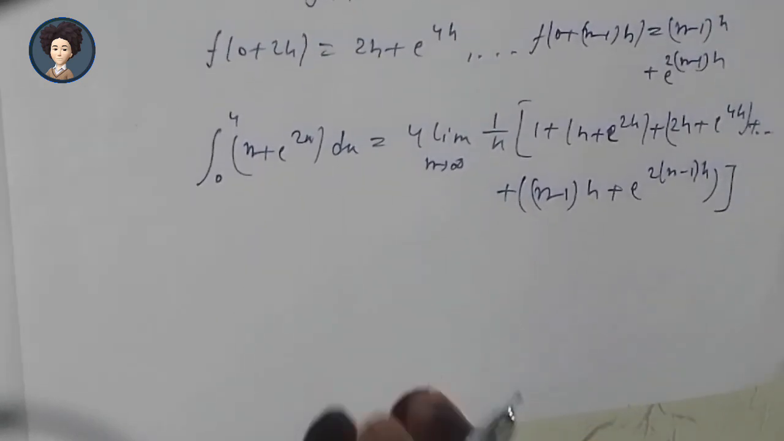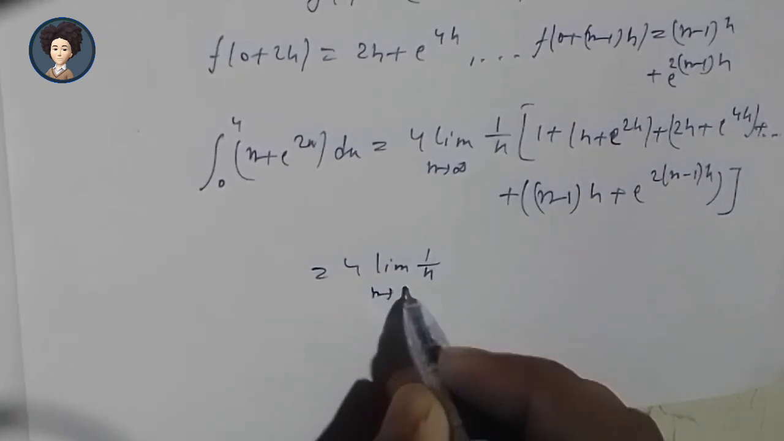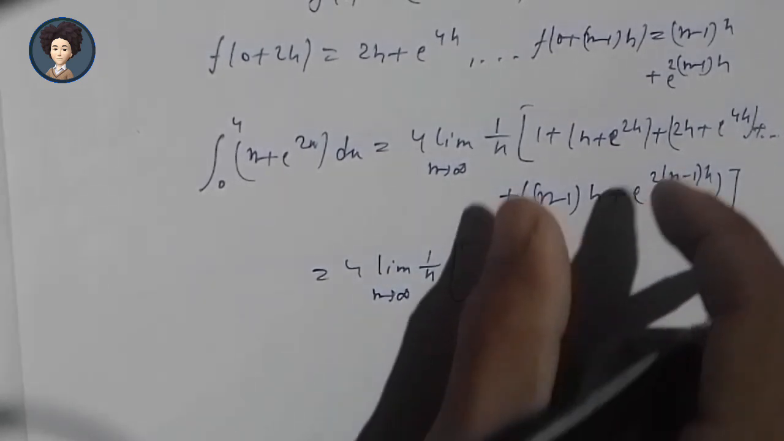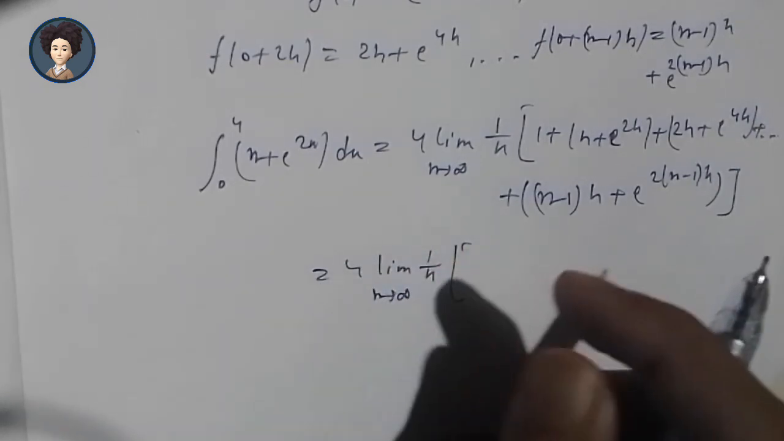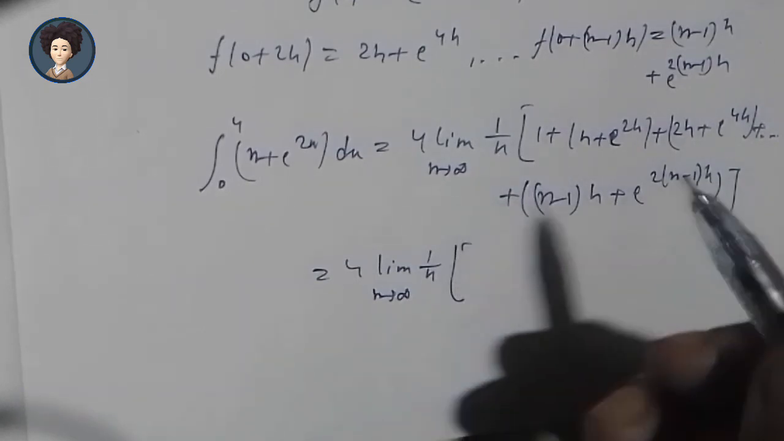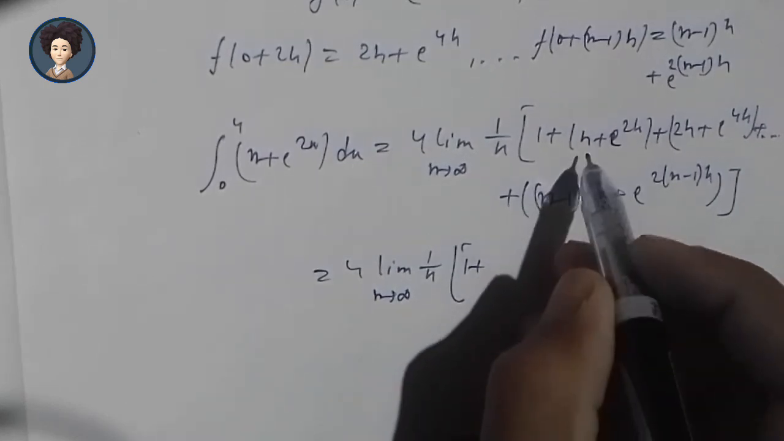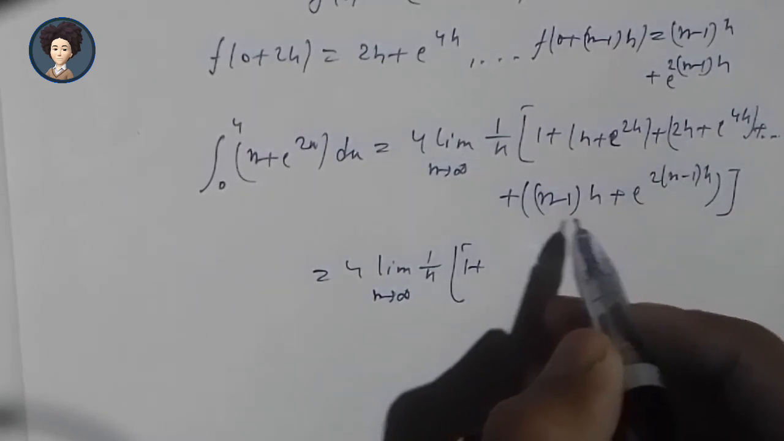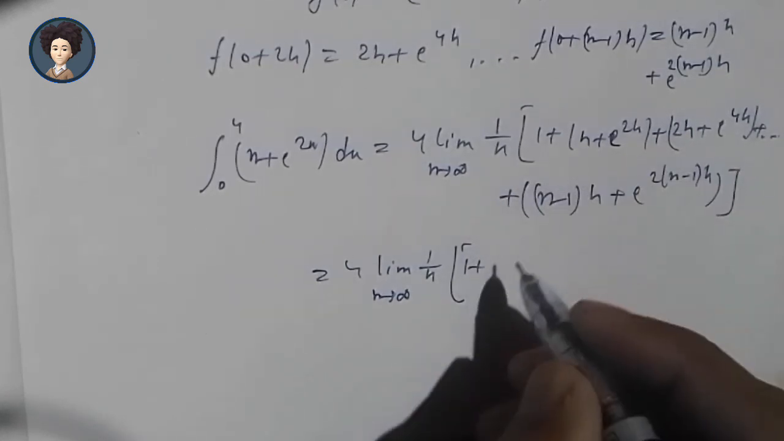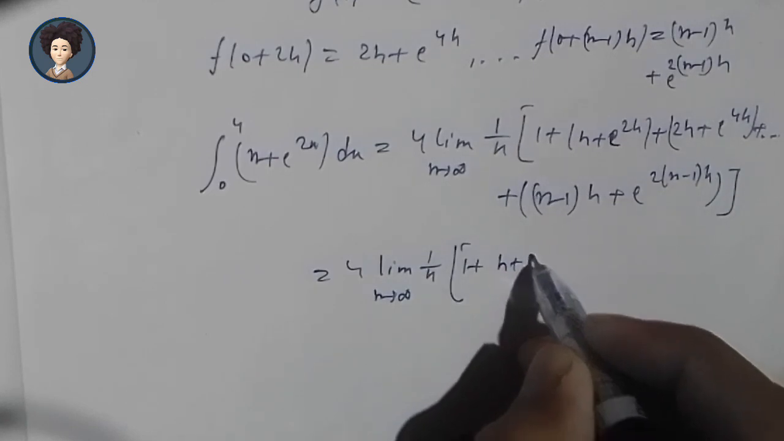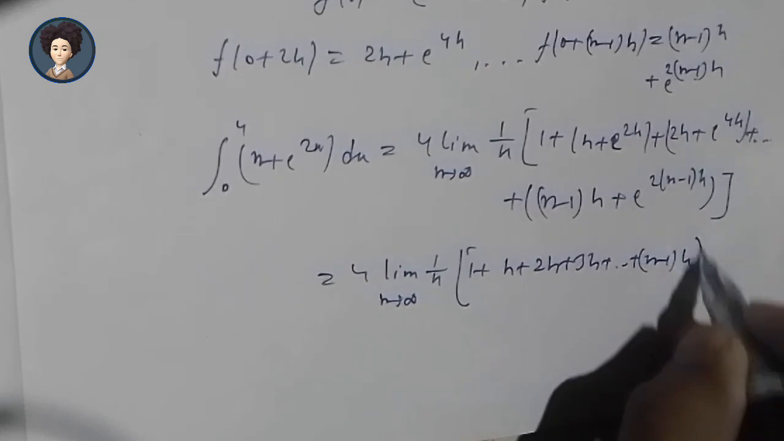Now arrange them in such a way that we can find some series, so that we can simplify them and remove these n terms from this integral. So here we have 1 plus, since we can collect the h, twice h, up to n minus 1 h terms, h plus twice h plus 3h plus so on up to n minus 1 into h.